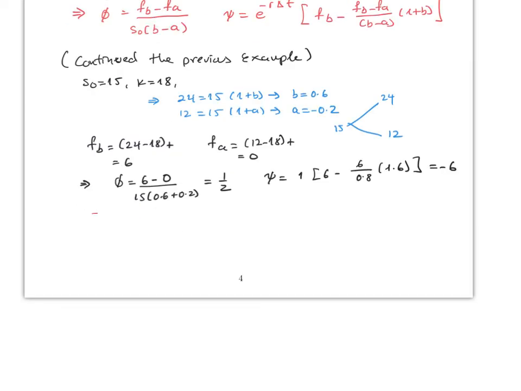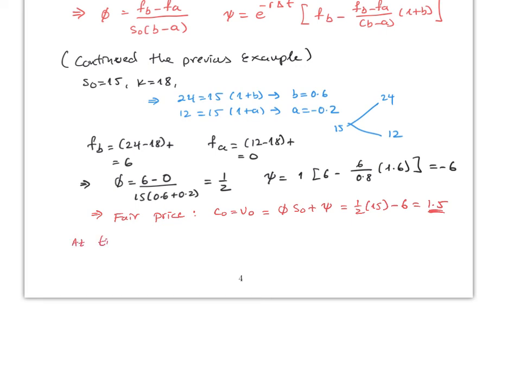So therefore the fair price, which means there's no arbitrage, is going to be the following. C0 will be equal to V0, which will be equal to phi times S0 plus psi, and in our case this is equal to 1/2 times 15 minus 6, which is equal to 1.5. Notice that this is very different than the 3 that we got before.